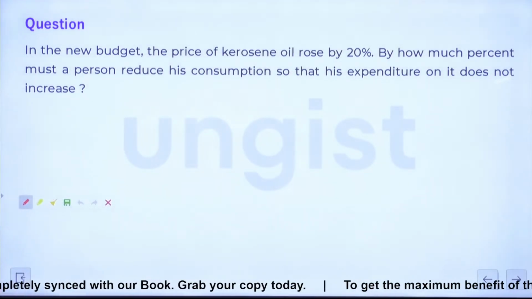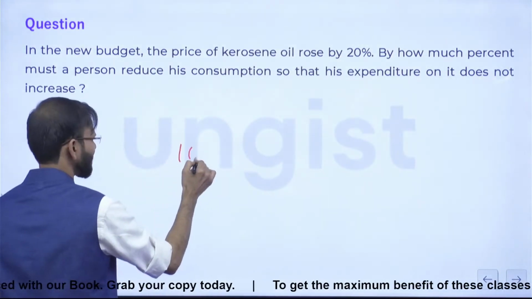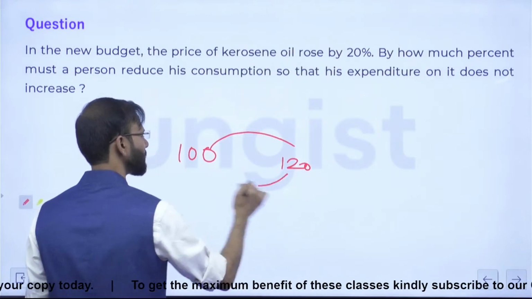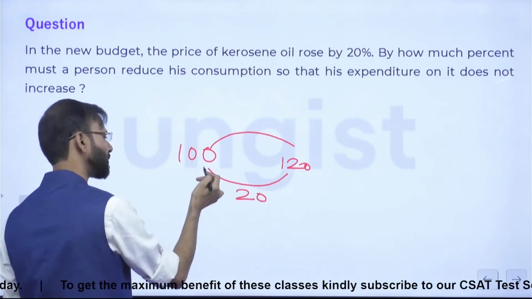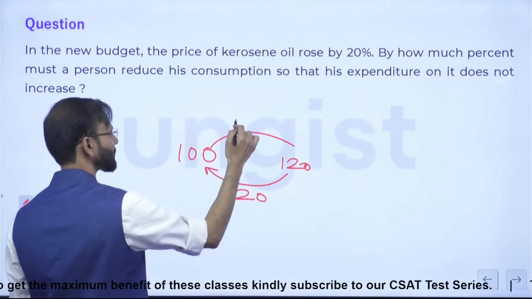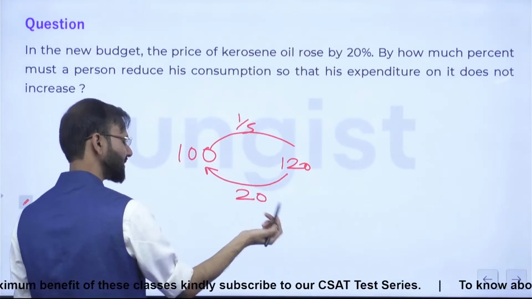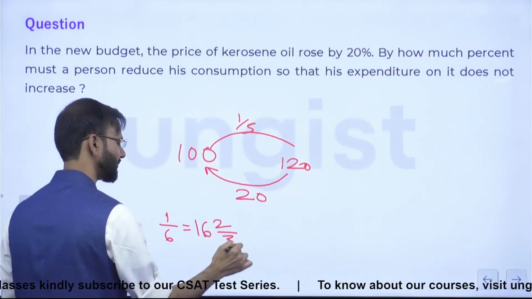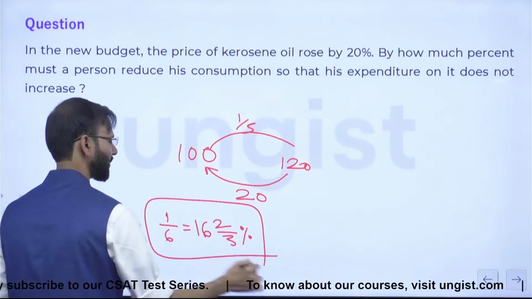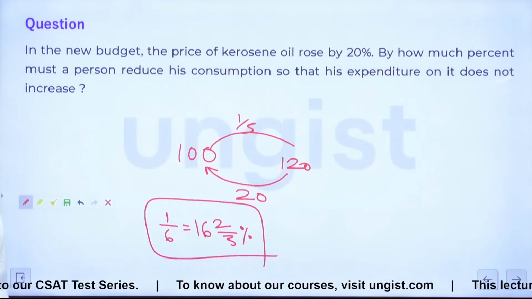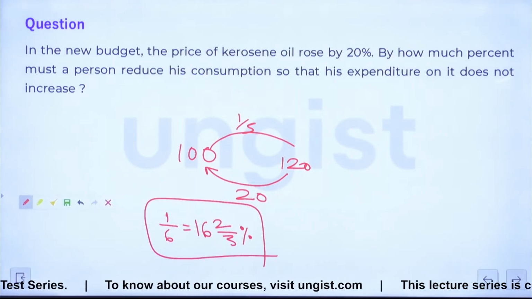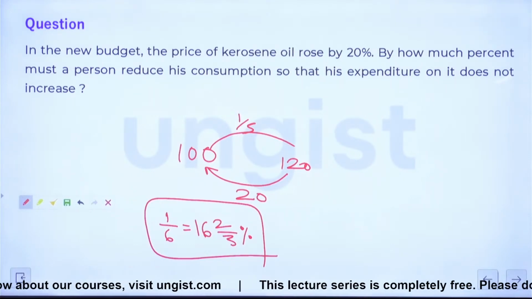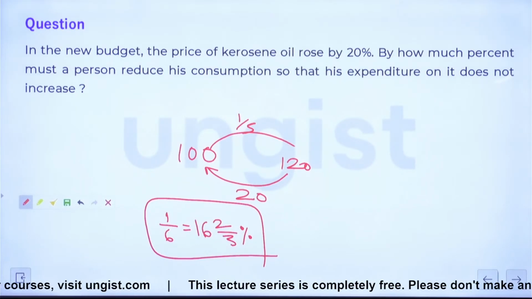So in the new budget, the price of kerosene rose by 20%. So guys, 100 must become 120, right? If it is increased by 20%. So now the question is saying 120 should be reduced by what to make it 100 again, right? So guys, this is 1/5 is increment, so 1/6 will be decrement, right? So 1/6 will be 16 2/3%. Everyone okay? This is 16 2/3%. Everyone clear now? ठीक है? Okay.